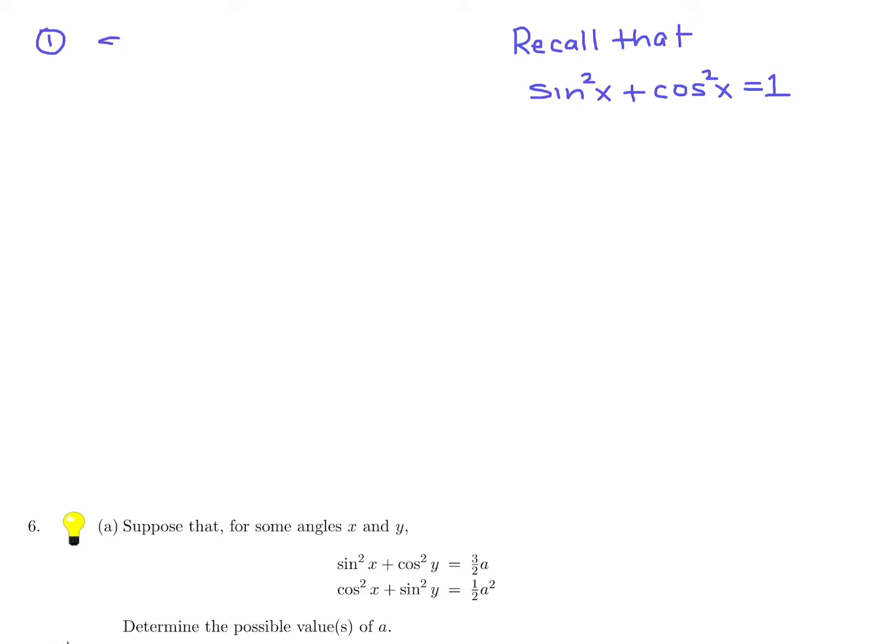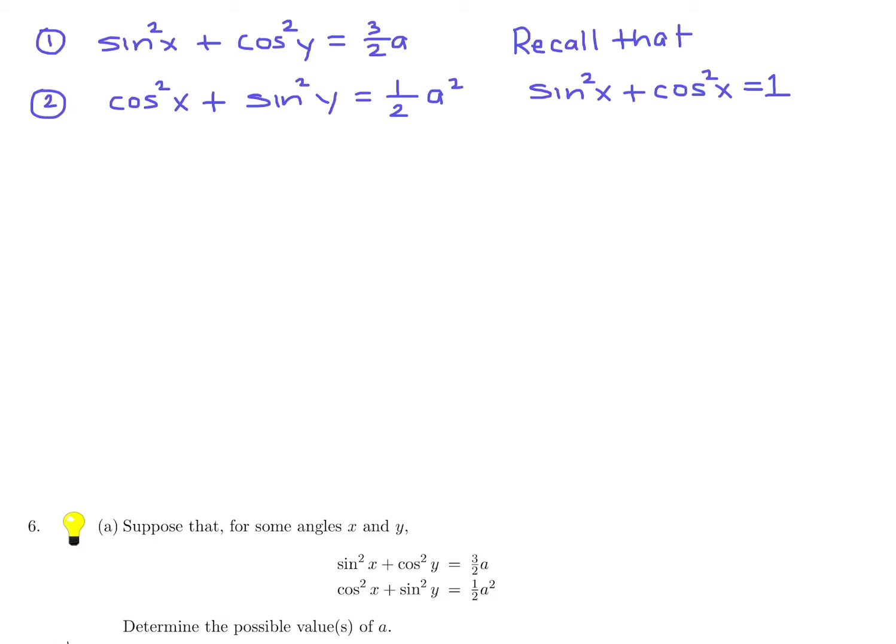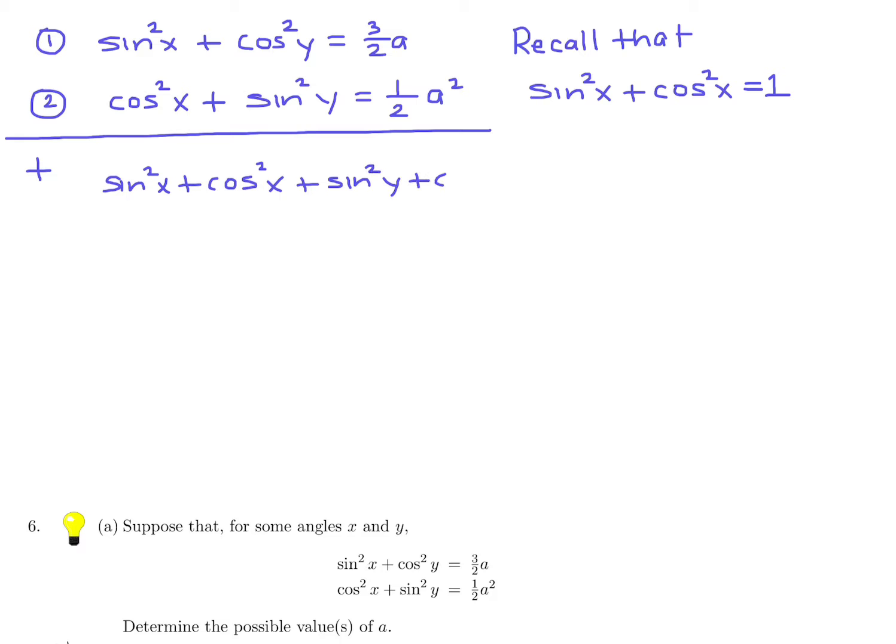Our first equation that they give us is sine x squared plus, be careful, cos of y squared is equal to 3 over 2a. And our second equation that they provide is cos of x squared plus the sine of y squared is equal to 1 over 2a squared. Now, I think you will quickly be able to deduce that these two equations must be added. So adding 1 plus 2 gives us, I'm going to group them, sine x squared plus cos x squared, and then sine of y squared plus cos of y squared, like that. And then the right side is 3 over 2a plus 1 over 2a squared.